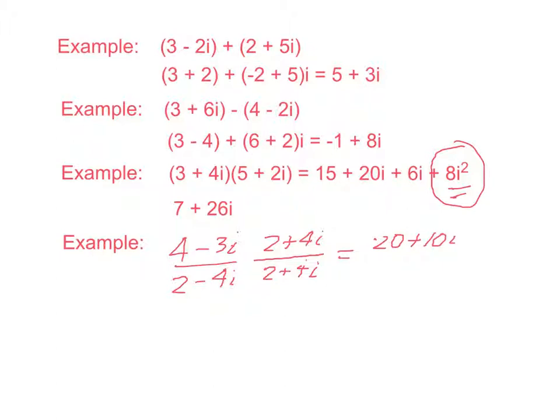Now the denominator, when you're multiplying, is going to simply be the first term squared minus the second term squared. Well, the first term squared is simply 4. The second term squared is 16i squared. Well, remember, i squared is minus 1, so multiply that by minus 16, and we're going to get plus 16. So the denominator is going to be 4 plus 16, and so therefore our final answer is going to be 20.